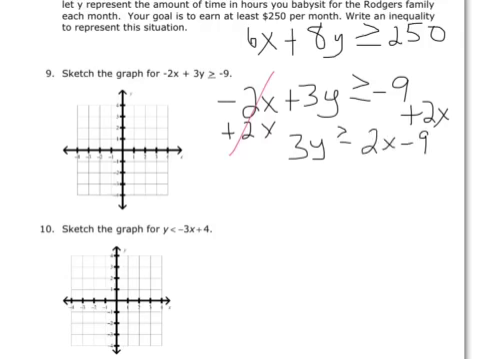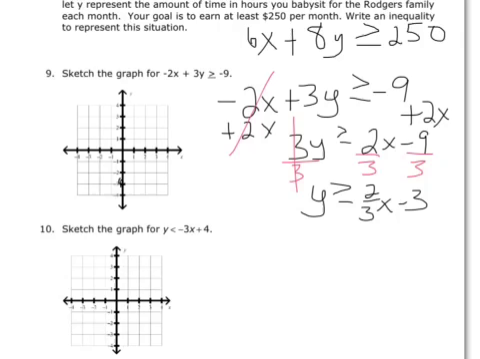And I still need to get rid of that 3 in front of the y, so we are going to divide by 3. And 3's become 1, so 1y is greater than or equal to 2/3 x minus 3. Okay, so the minus 3 represents our y-intercept. So I'm going to start at negative 3. Put a dot here.